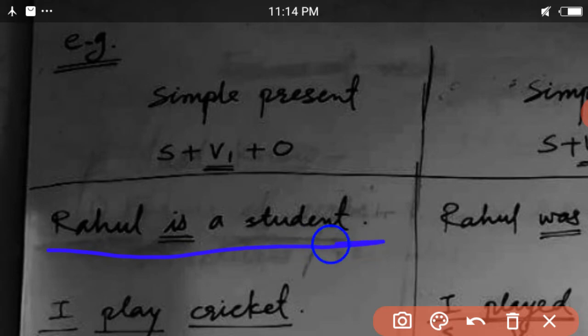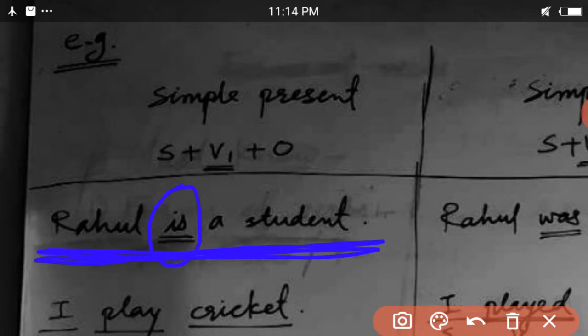Rahul is a student. It is the first sentence. Which is the verb in this sentence? Is, right? Is there any other verb? No. So here in this sentence, the word is is used as a main verb, and as it is not an action verb, it is showing the state in this sentence.